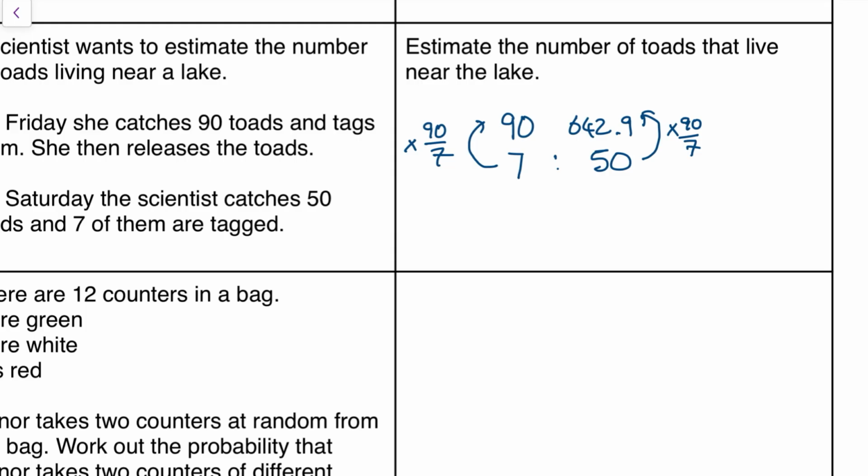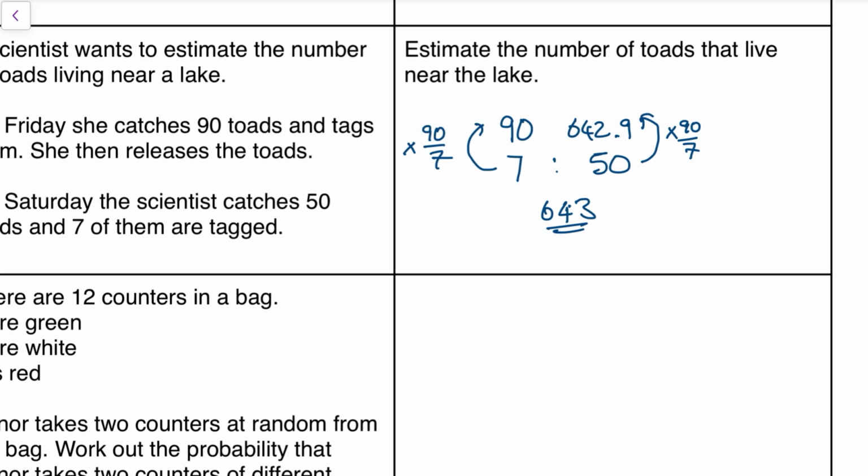Estimate the number of toads that live near the lake. Well, that's what I've done by scaling up. So I think either of these two answers will be fine. But 643 is probably the correct rounded answer. 642 will probably be allowable as well. So 643 is the answer that I'm going for.